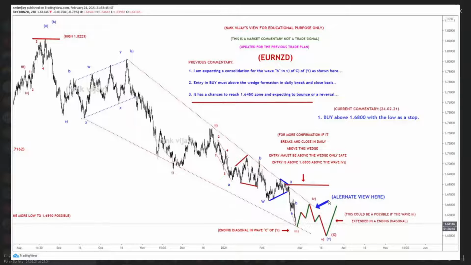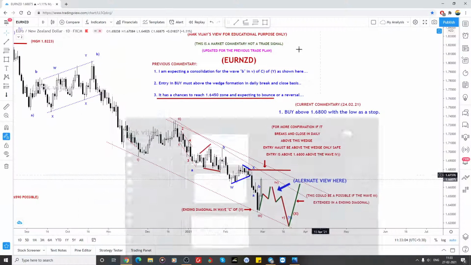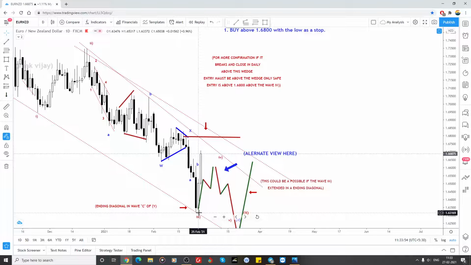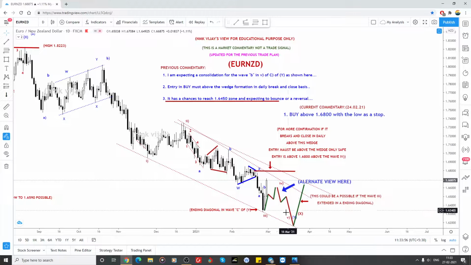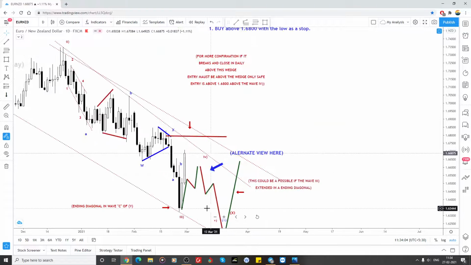It's an alternative view. Or from here, this is the ending diagonal in the Y, which means it can shoot from here itself. So 1, 2, 3 and 4 and 5 means, so this is an alternative view. That is why I have mentioned it. So let's see how it moves from here. If this is the end, it has to shoot, and I already have positions at 450 and one at 395, and I booked at nearly 550 that morning.